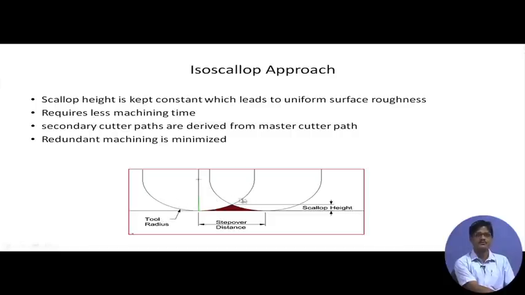So, this shows two positions of the tool along two adjacent cutter paths, and this is the material which is left over uncut, and this height is called the scallop height.